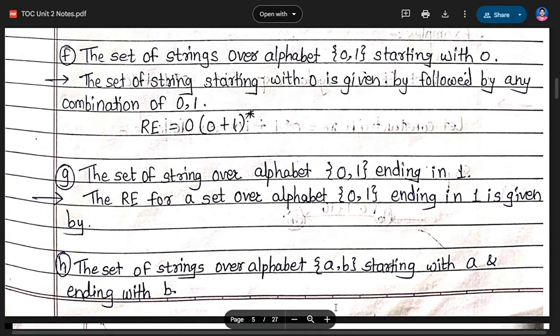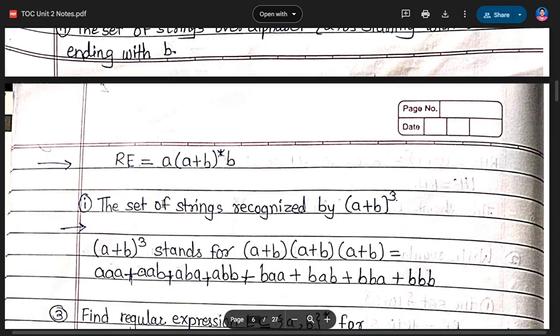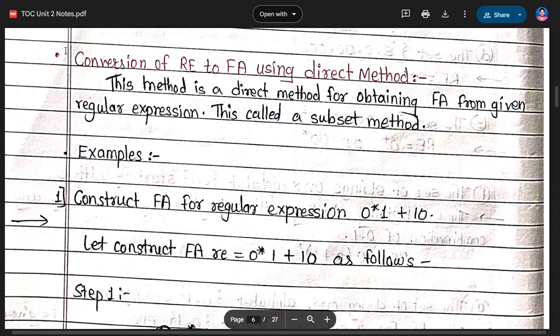For this session we will stop here. We will start the next topic, conversion of regular expression to finite automata using the direct method.